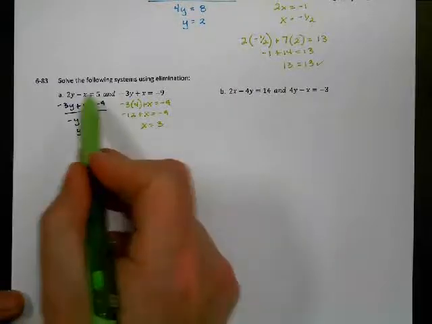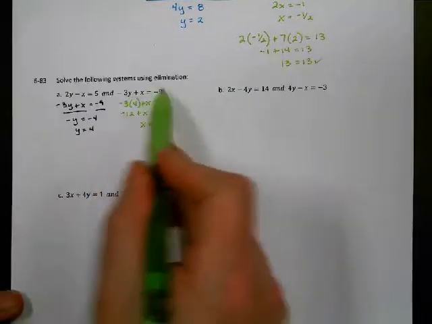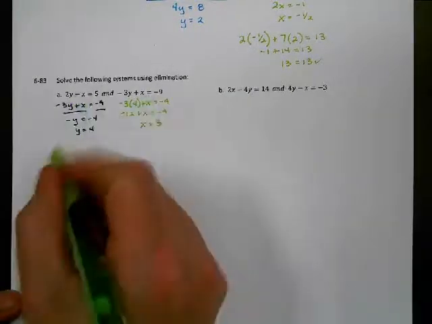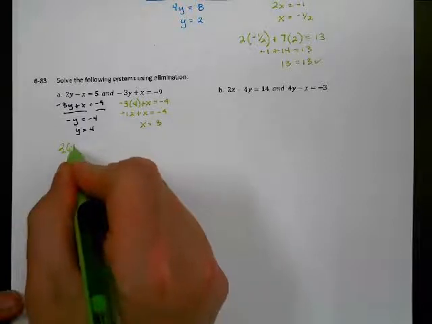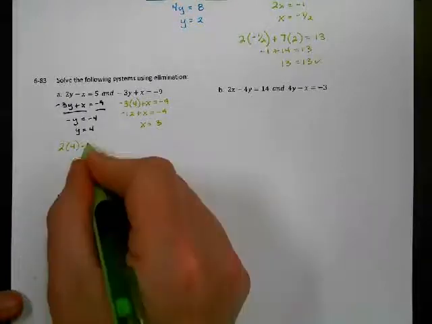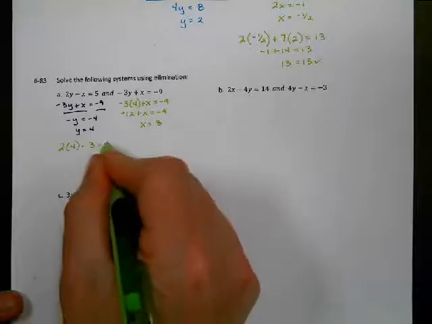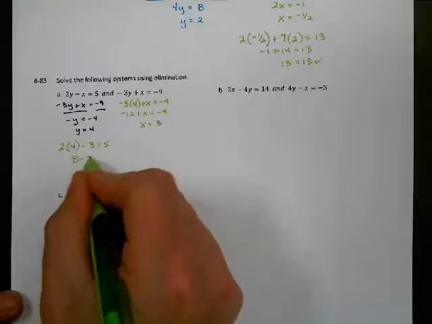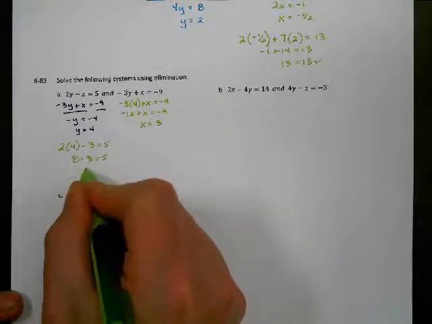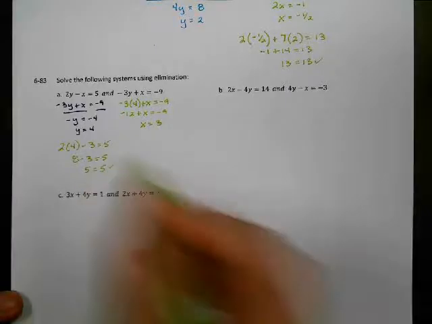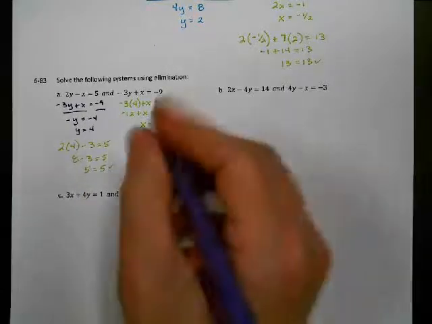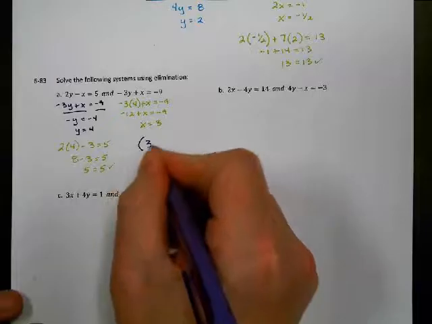So 2 times 4 minus 3, does that equal 5? Well, 8 minus 3 does equal 5. So now I know 100% that I am correct. So my answer would be 3, 4. That is where those two lines would intersect.